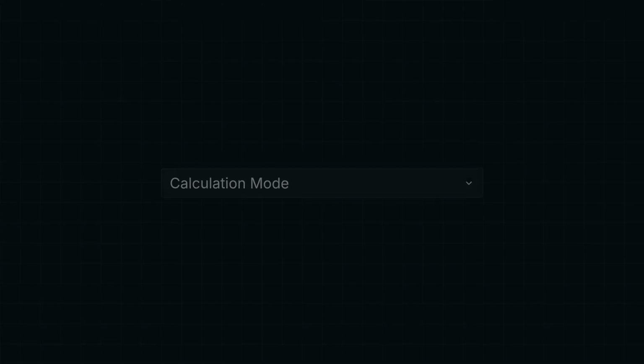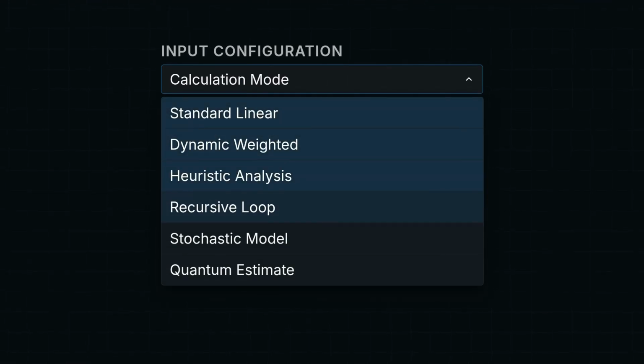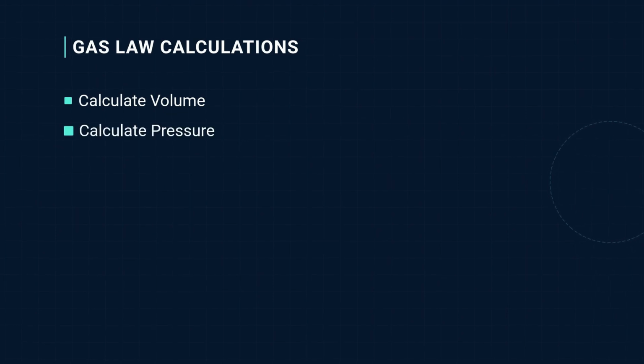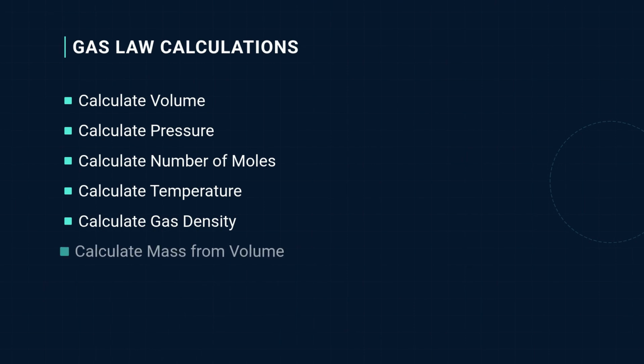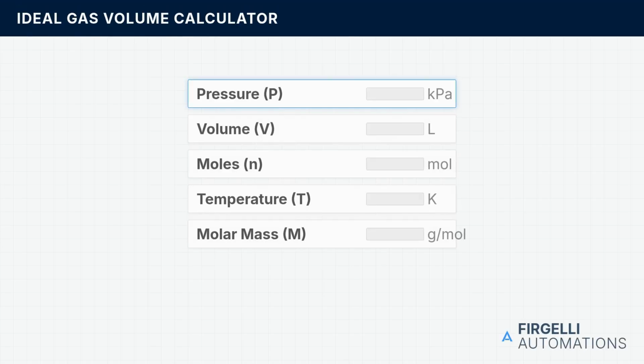This is the Ideal Gas Volume Interactive Calculator, which solves gas property calculations using the ideal gas law. Let's look at the inputs. First, we have a calculation mode drop-down menu with 6 options: calculate volume, calculate pressure, calculate number of moles, calculate temperature, calculate gas density, and calculate mass from volume. For this demonstration, I've selected calculate volume.